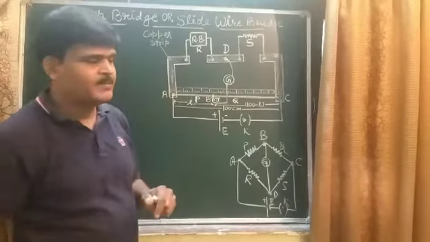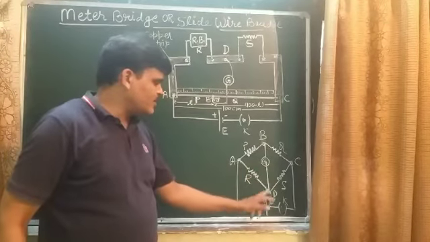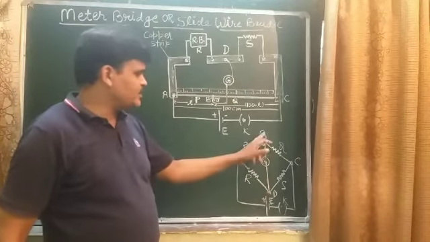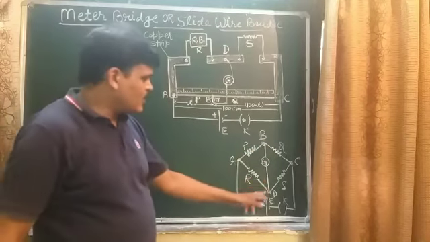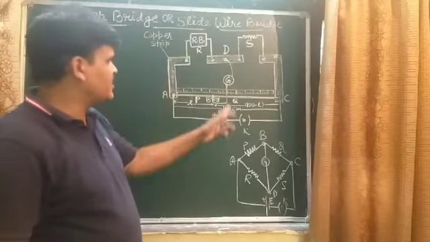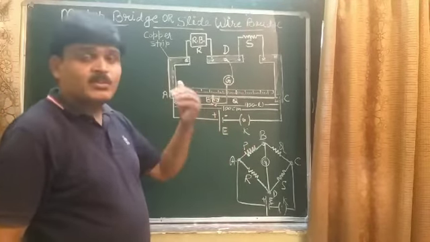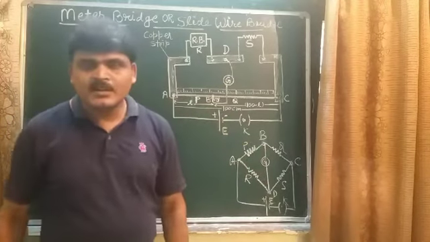shows no deflection. And students, you know that when the galvanometer shows no deflection, it means there is no potential difference between points B and D, that is zero. So no current flows through the galvanometer, and then we can say that the bridge is balanced.